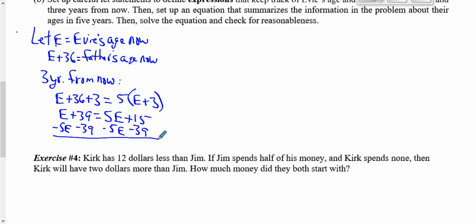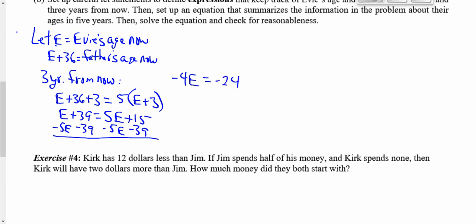Since we're subtracting 5E from the regular E, wouldn't it end up being 5E? No. That's 1E. 1E minus 5 of them is not 4. Negative 4E. Okay, so we end up getting negative 4E. The 39 went away, right? 5E, and then 15 minus 39 equals negative 24.